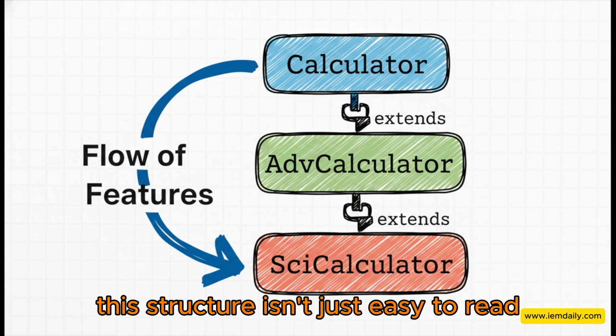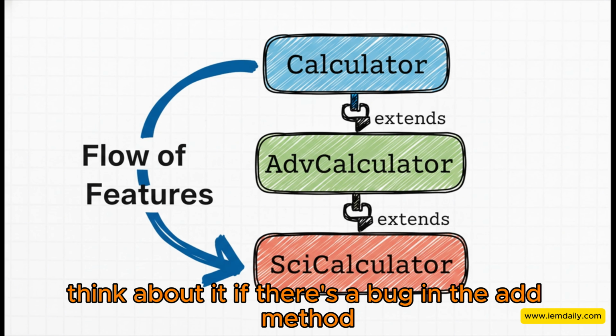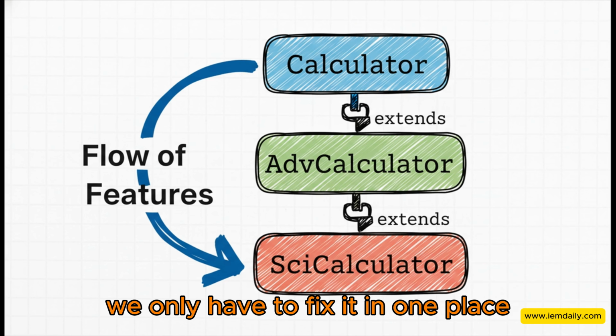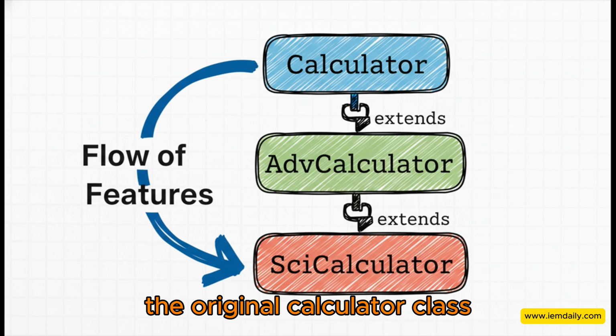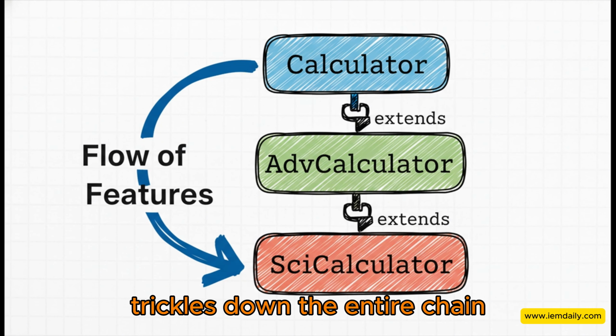This structure isn't just easy to read, it's also amazing for maintenance. Think about it. If there's a bug in the add method, we only have to fix it in one place, the original calculator class. And that fix automatically trickles down the entire chain.